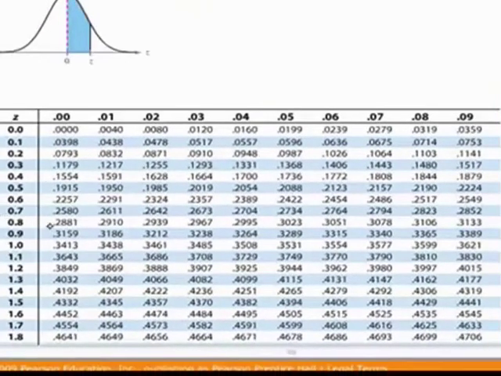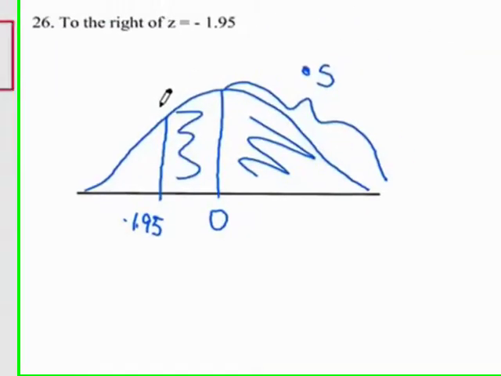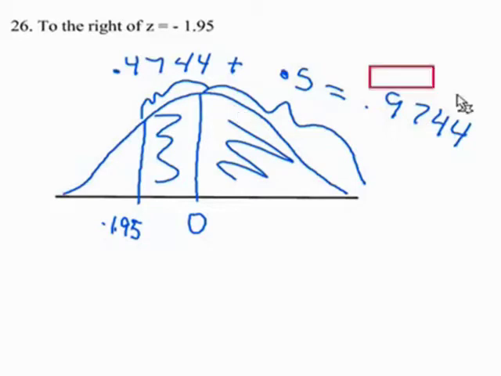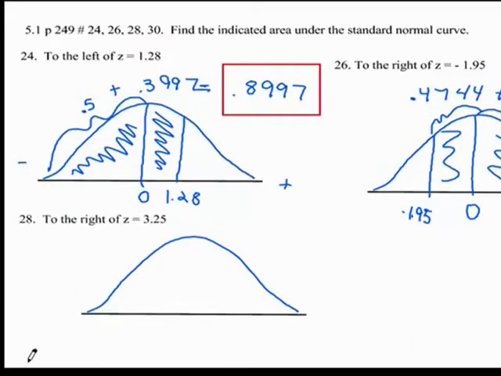So 1.9 is going to be down here, the ones and tenths place, and then over to the 0.05 will give us 0.4744. So we're going to add the 0.5 plus this area right here, 0.4744. And so we add those together, we're going to get 0.9744. So the area under the curve to the right of negative 1.95 is going to be 0.9744. And so next, let's look at number 28, which asks us to find the area to the right of 3.25.